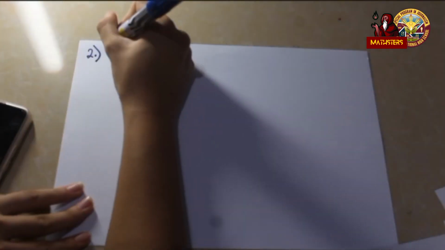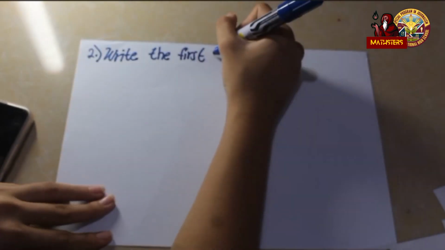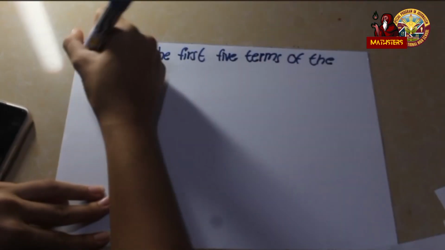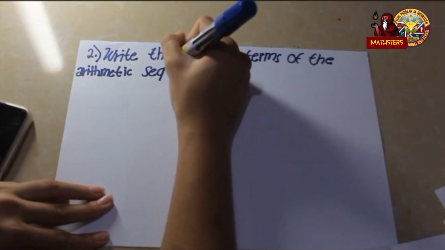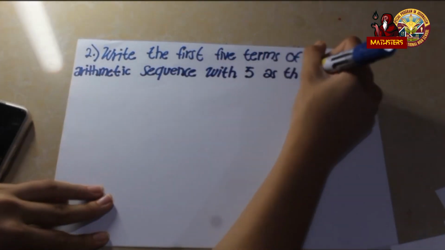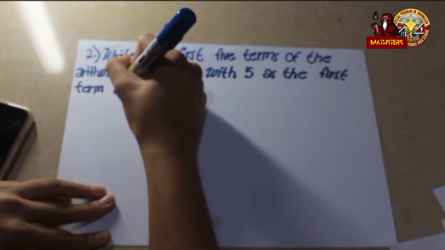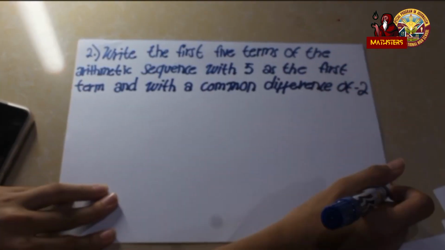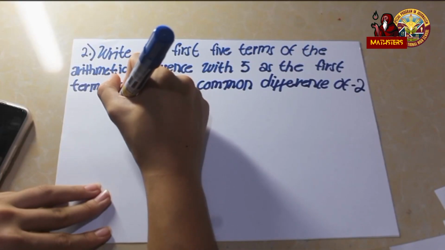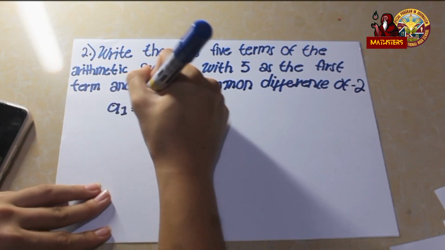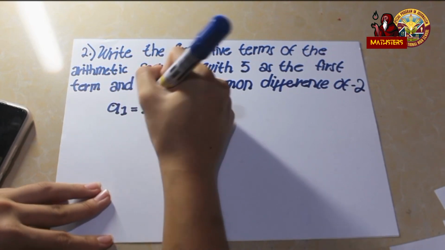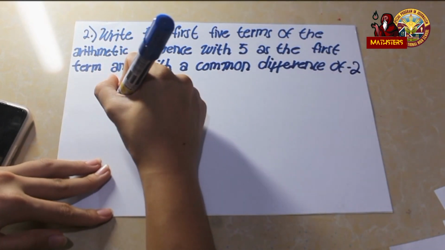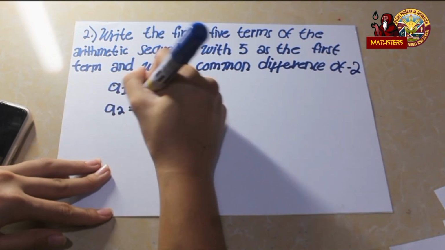We have an arithmetic sequence. The first term, a sub 1, is 5. The common difference, d, is negative 2, which means each term decreases by 2. Now, let's find the first 5 terms. The first term, a sub 1, we already know it's 5. It's the starting point of our sequence.